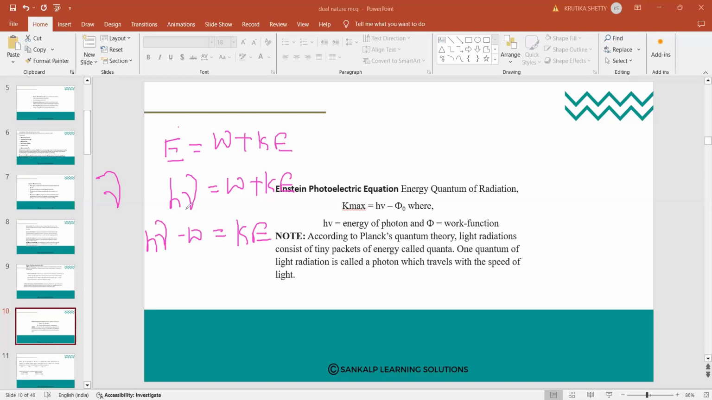So we know the relation between frequency and the wavelength. So frequency is equal to c divided by lambda. So what can we write here? We can write it as hc divided by lambda is equal to work function plus kinetic energy. So kinetic energy is written as what? Half mv square, correct? Yes, note down this point.